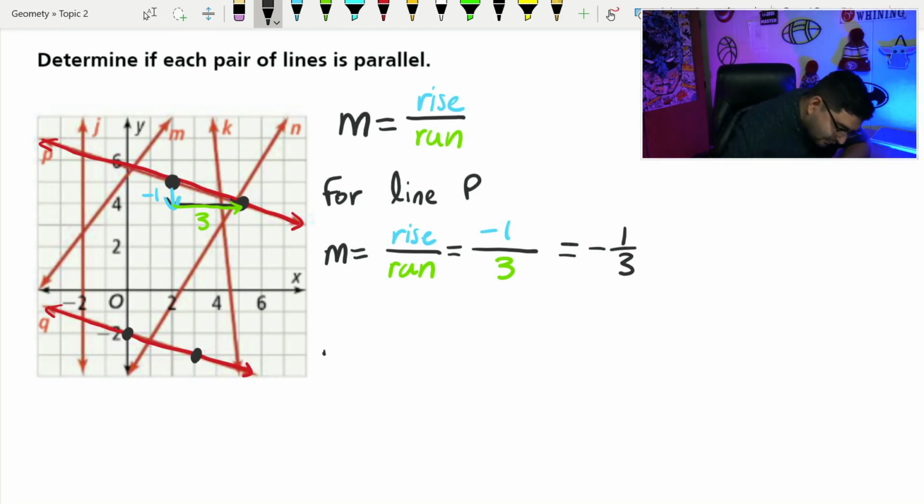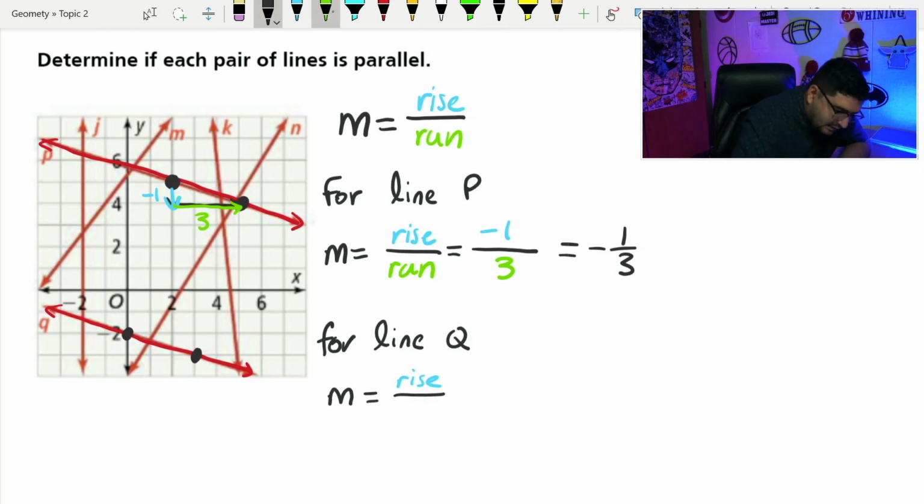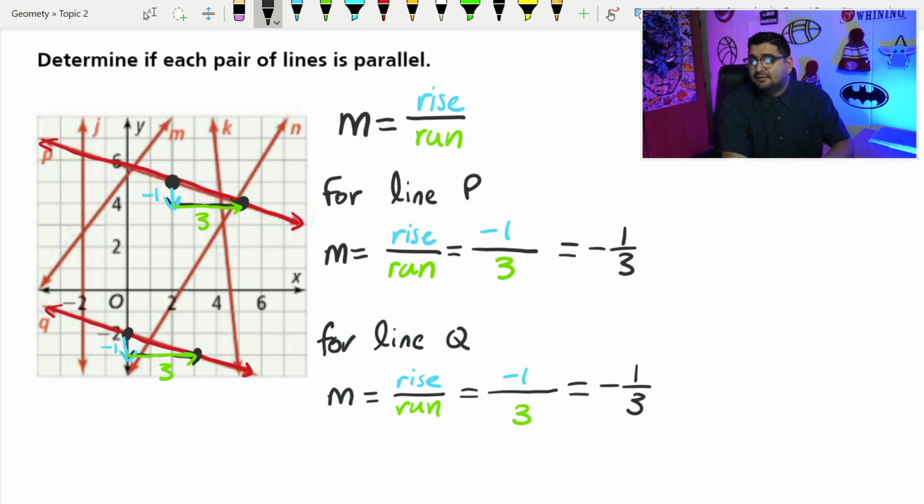So now let's talk about line Q. And again, we're going to use the same formula. M equals rise over run. And we're just going to find what was our rise, what was our run. So again, this one looks like it goes down 1 space, to the right 3 spaces. So again, our vertical movement, that's a -1. Horizontal movement, we go to the right 3 spaces. And these two do in fact have the same exact slope of -1/3.